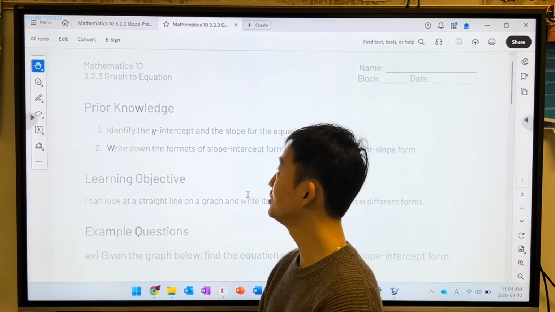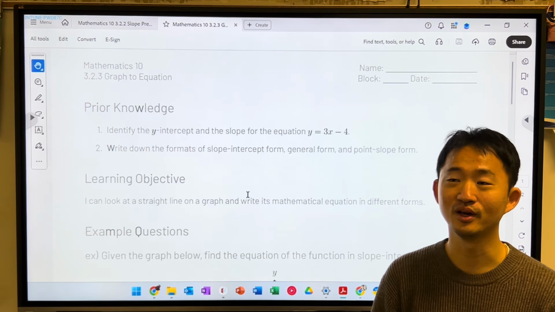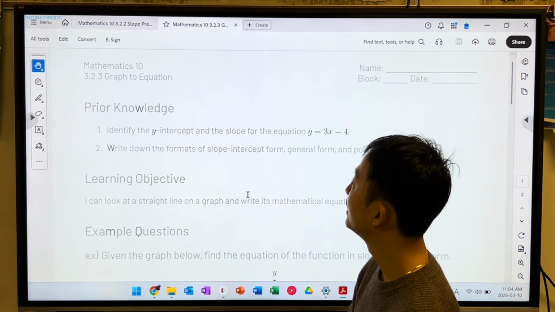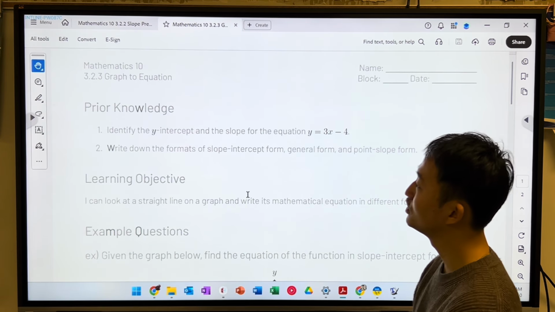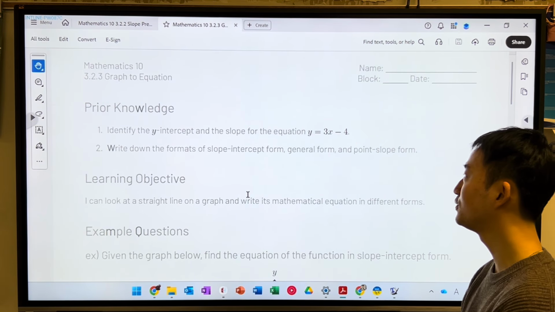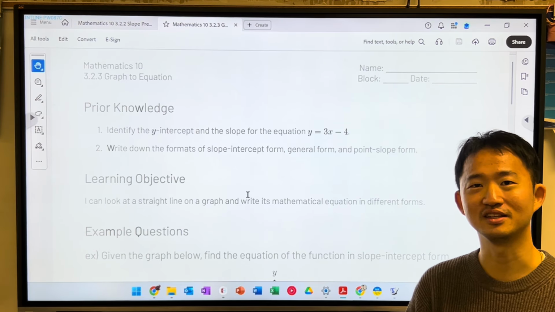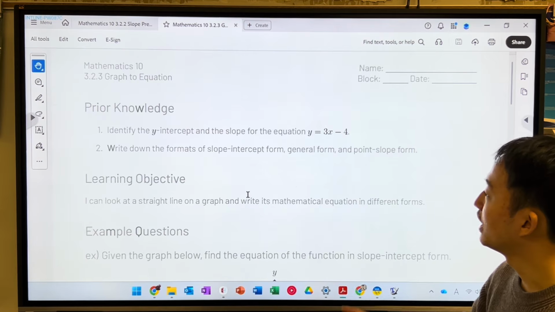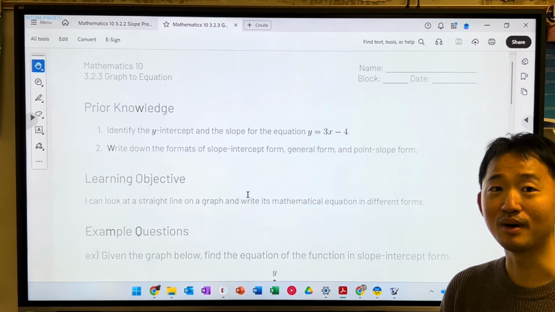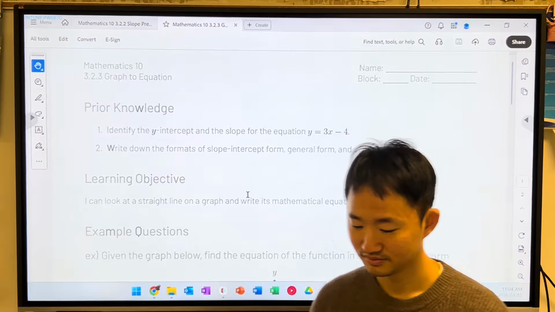Before we start, you need to know how to identify the y-intercept and the slope of the equation, which is in this format, the slope-intercept form. Also, you need to know how to write down the formats of the slope-intercept form, the general form, and the point-slope form. We'll discuss this at the end of this video. After this video, you should be able to look at a straight line on a graph and write its mathematical equation in multiple formats.